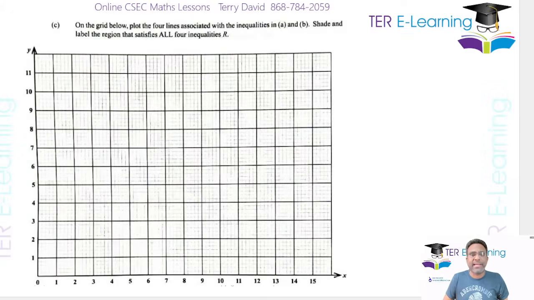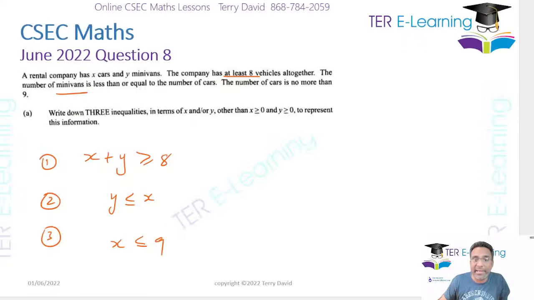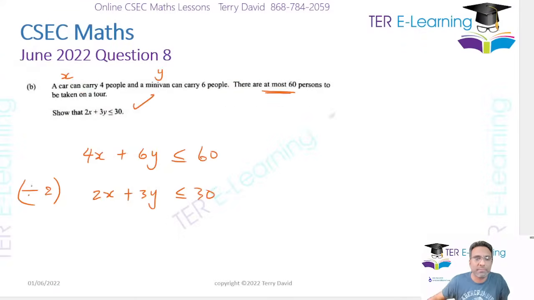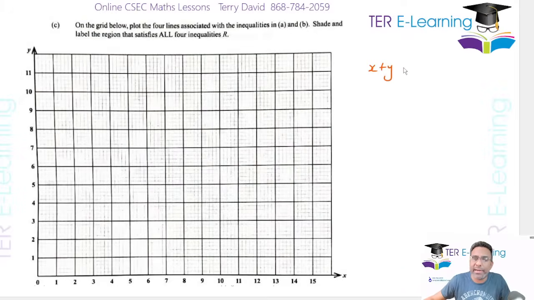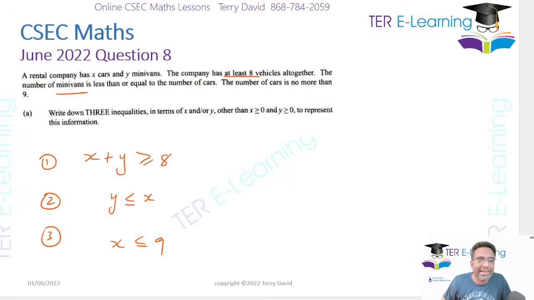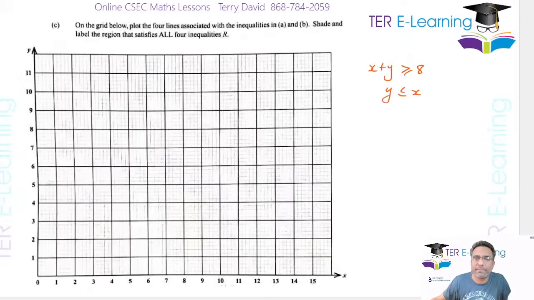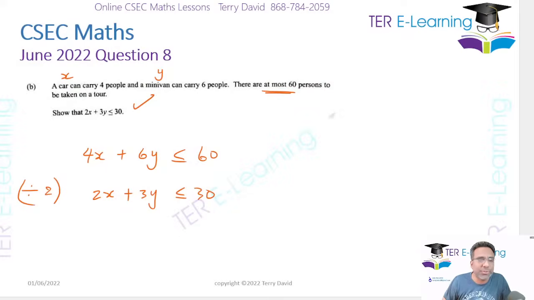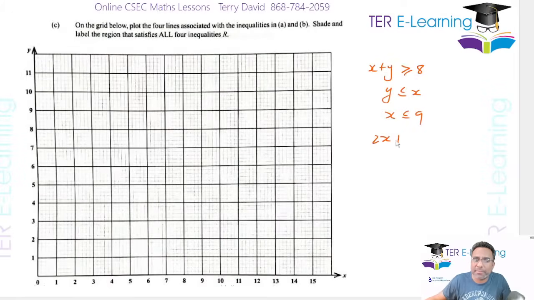Right, so the next thing here now, you want to draw 4 lines to represent all these inequalities. So let's write down the inequalities first of all. X plus y is greater than or equal to 8. The next one is y is less than or equal to x. The next one is x is less than or equal to 9. And the last one that we had was 2x plus 3y is less than or equal to 30.